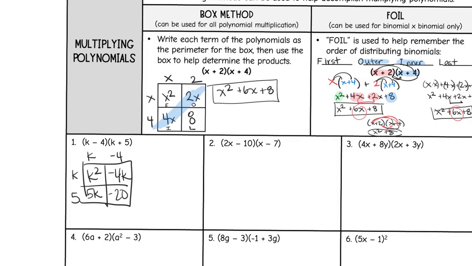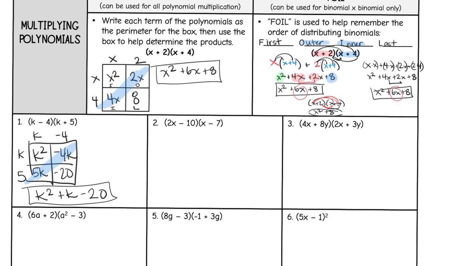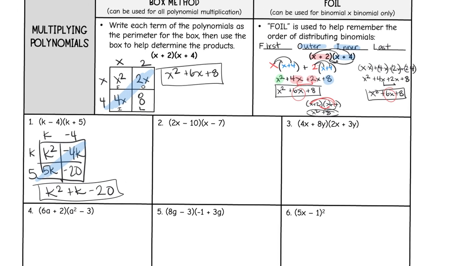Then I notice these two are like terms. They both have k with an exponent of 1. So to write out my answer, I will write k squared. 5k minus 4k is just 1k left, minus 20. And there's my answer.